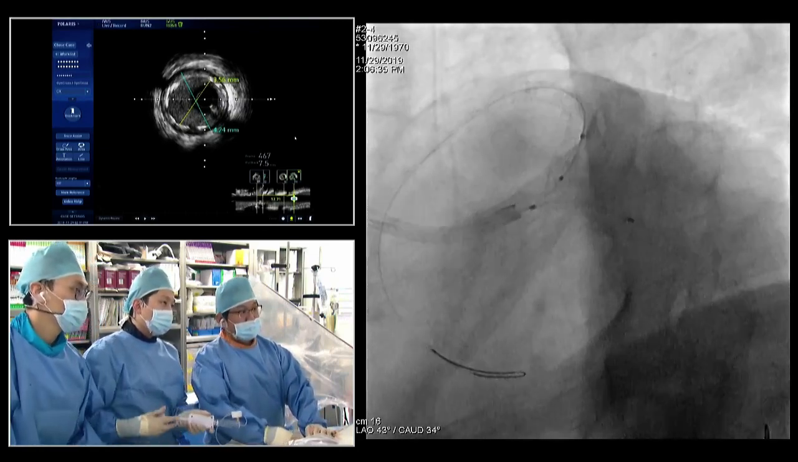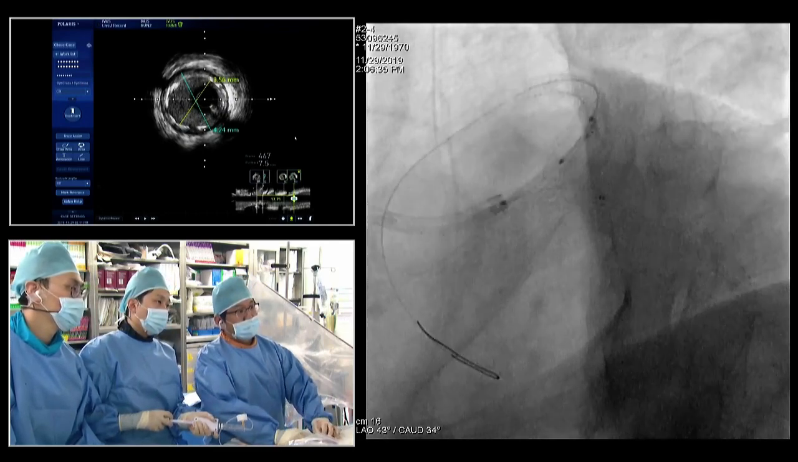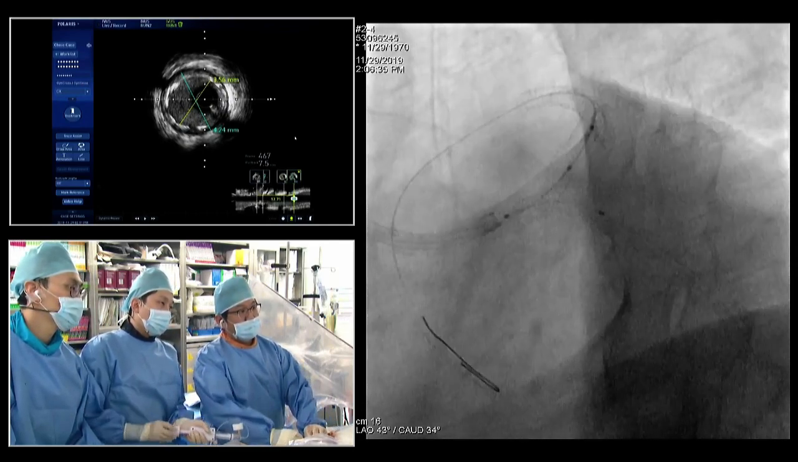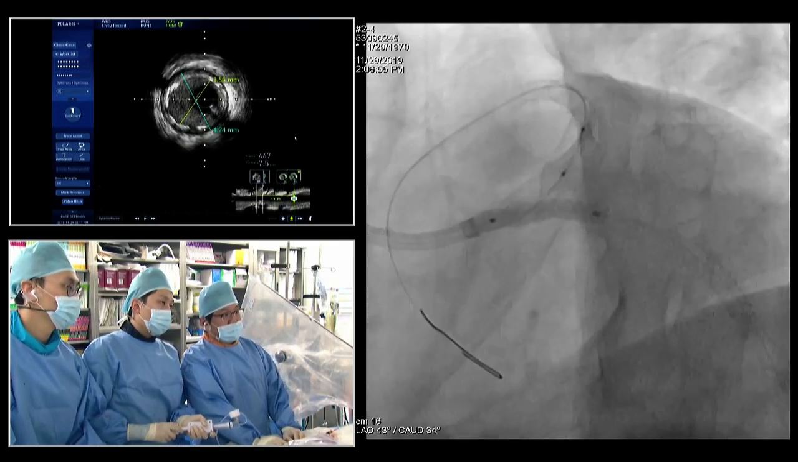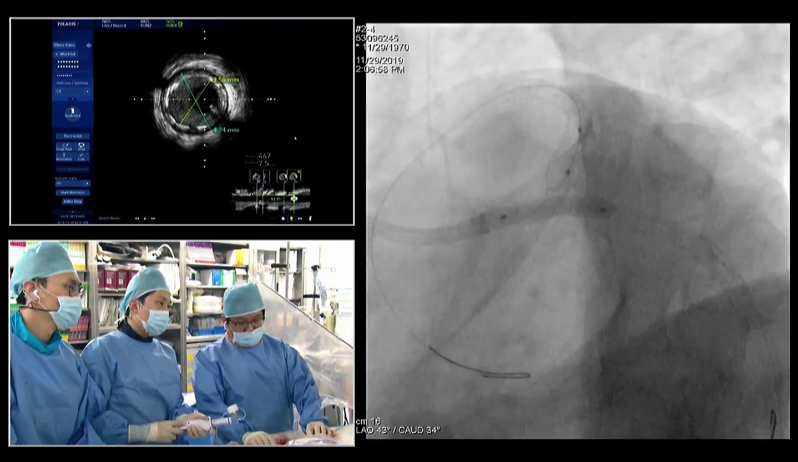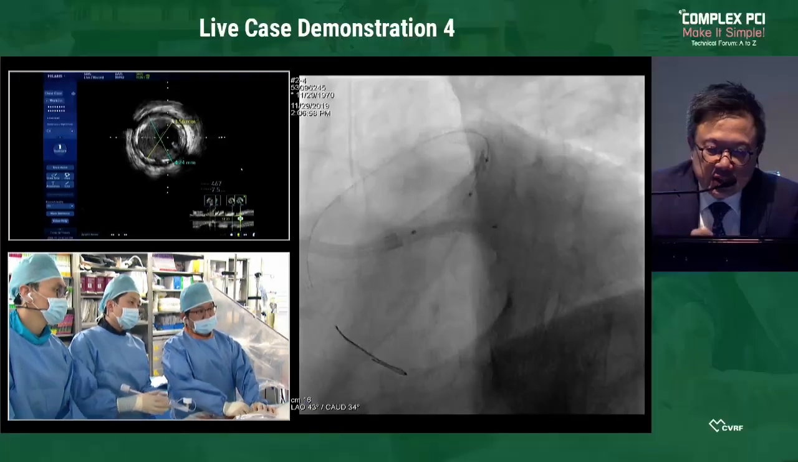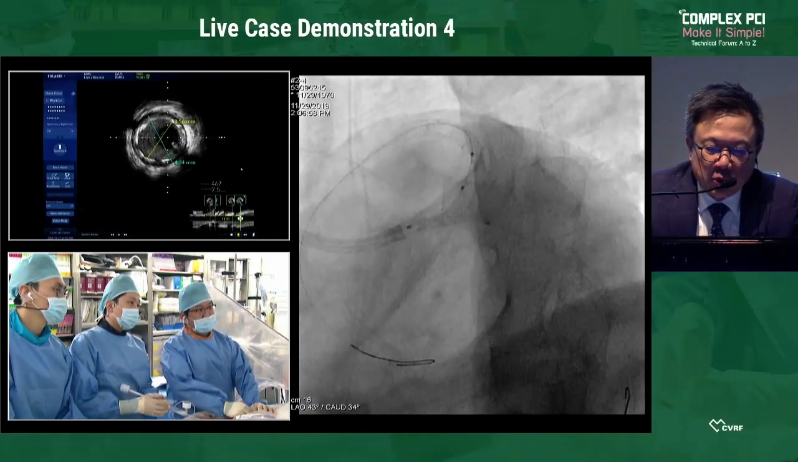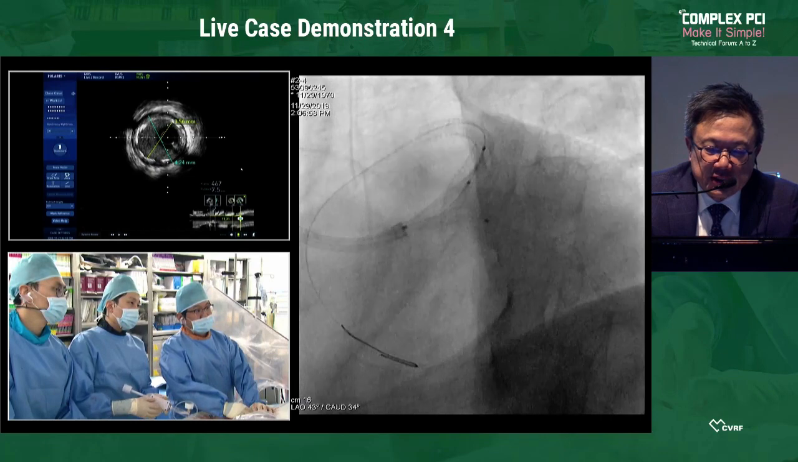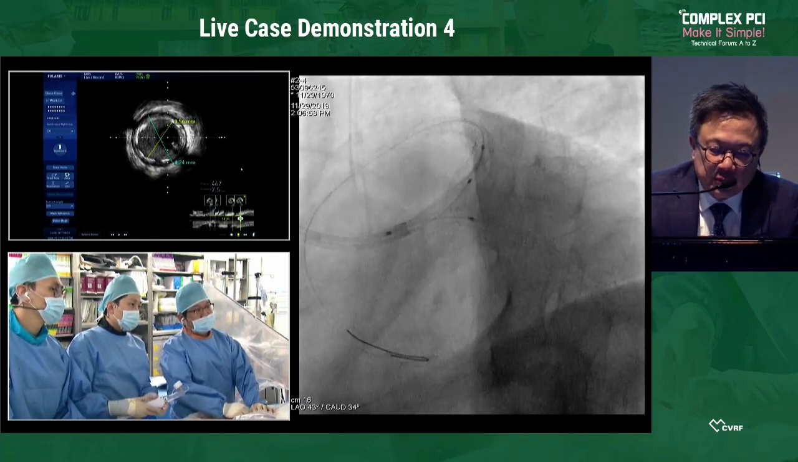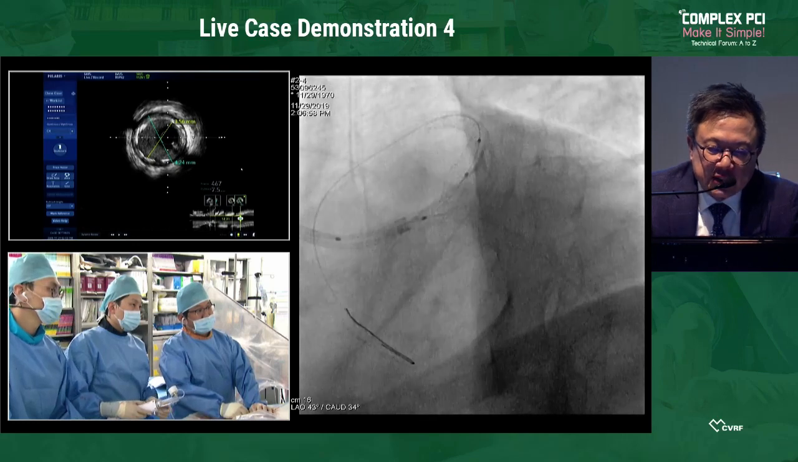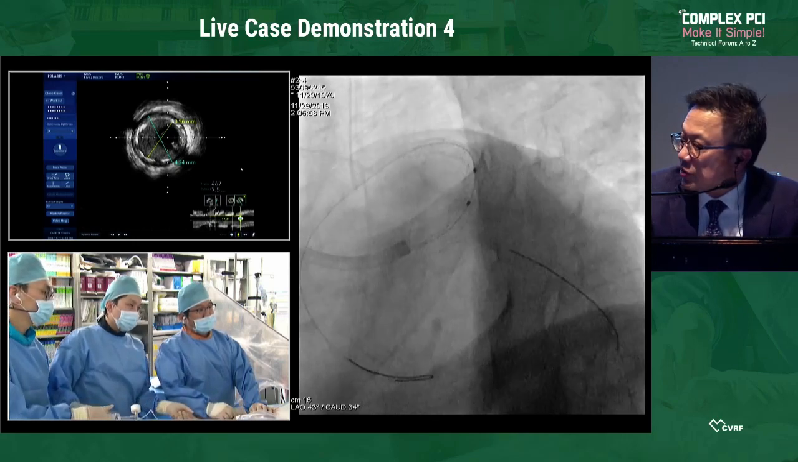Inflation. 12, 14, 16, deflation. Or we remove the balloon and go high pressure, 18. Rewiring, this is very important. This second inflation is very important. You can see the ostium of the circumflex did not completely open when you first put the stent in. Now you open it up more, crush it, right? So then you can have a big opening. Otherwise, you could have the ostium of the circumflex shrunken or crushed.